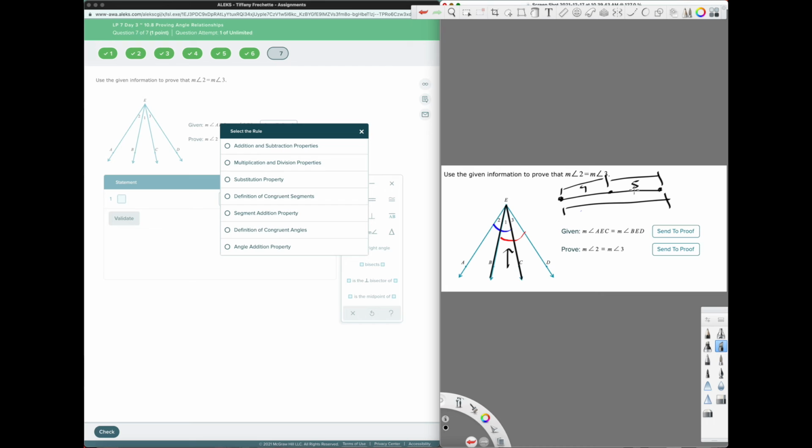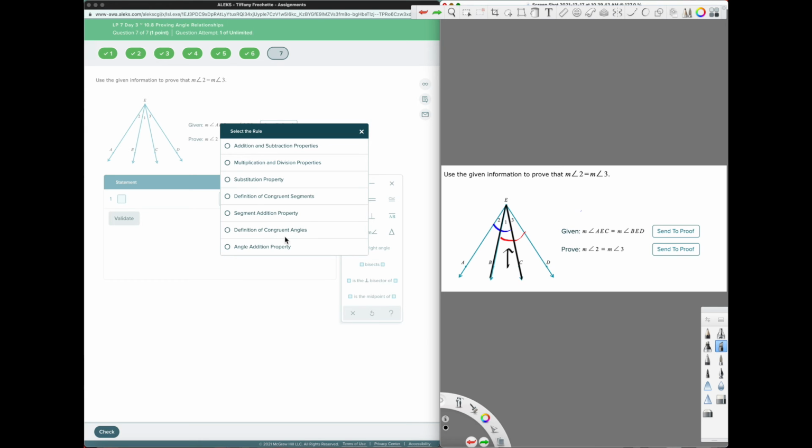Or if I know that the whole thing is 14 and this one's 9 and I had x over here, I could subtract and go, oh, okay, well, this one has to be 5. So that's segment addition, that idea. And then we have definition of congruent angles, which we may very well use here as we plan this out.